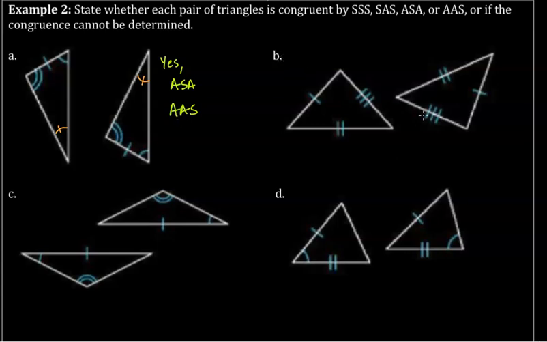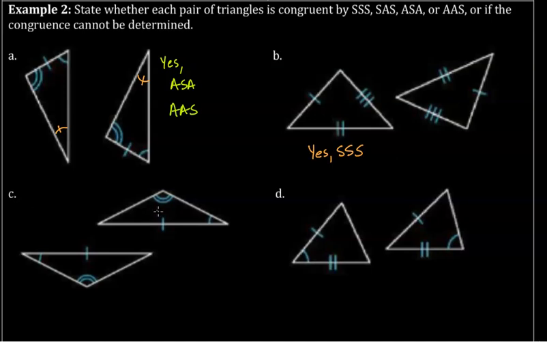If I look at B, it's pretty straightforward on this one. All I see are a bunch of sides congruent, no angle marks in these two pictures, and it's all three sides of this one congruent to all three sides of this one. So that one should be pretty straightforward. It's SSS.